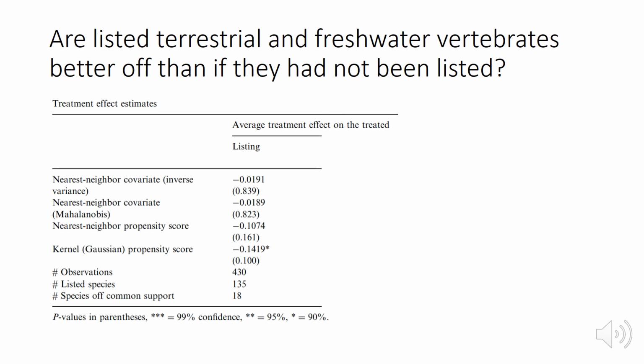Yeah, as it turns out, the list doesn't do much. Now, it's not your job to interpret this table, but what they did is basically look at a bunch of different types of matching algorithms. There are a bunch of different ways for making our comparison group. And what they see is maybe there's a negative impact, but it's not statistically significant. There's really no evident help that listing the animals does anything.